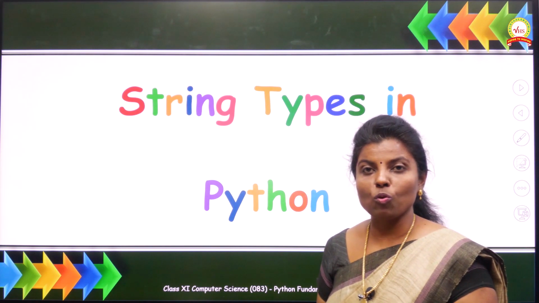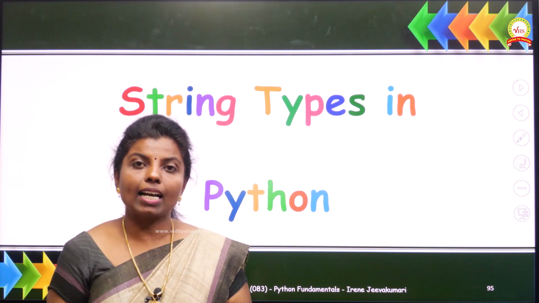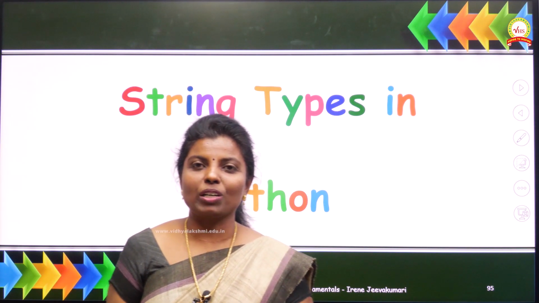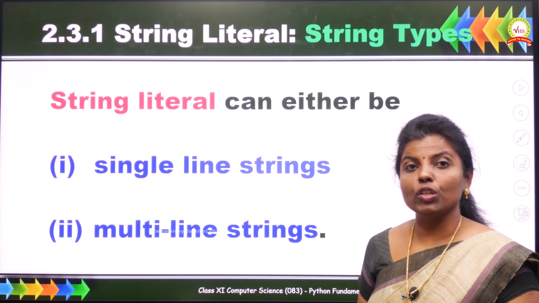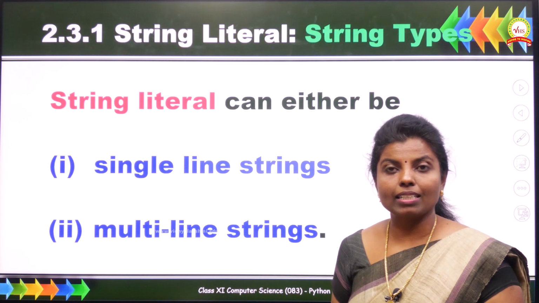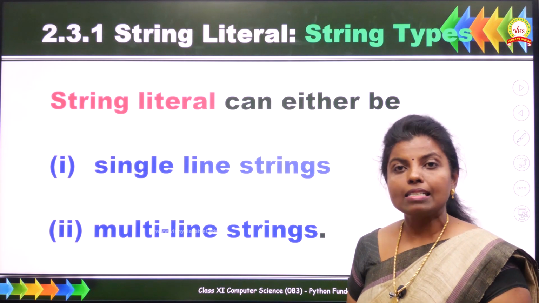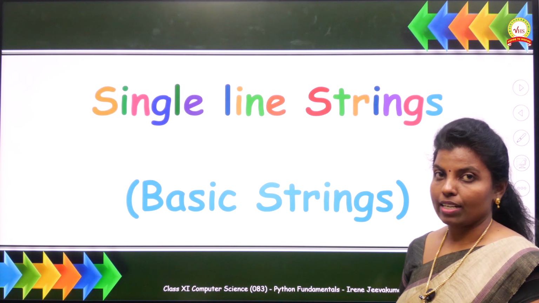So now let us move on to the string types in Python. We must know what the types of strings are. The string literal can be either single line strings or multi-line strings. So how many types of strings are there? We have single line strings and multi-line strings. Let us see what single line strings are.